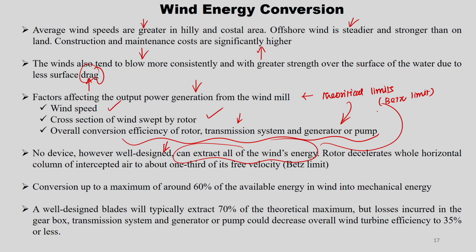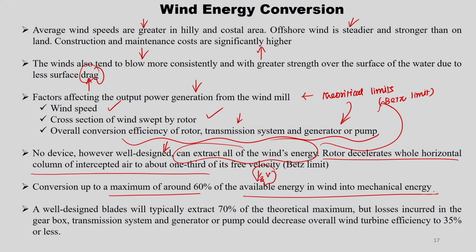So, there is some theoretical limit, and the rotor decelerates the whole horizontal column of the intercepted air to about 1/3 of its free velocity. Not that the full velocity becomes 0, it is 1/3 of the velocity. That is called the Betz limit, and it allows conversion of up to a maximum of around 60% of the available energy in the wind into mechanical energy. A well designed blade will typically extract 70% of the theoretical maximum. Already the theoretical maximum is 60%. In that 60%, with well designed blades and no losses from the blade side, they can extract 70% of the theoretical maximum.